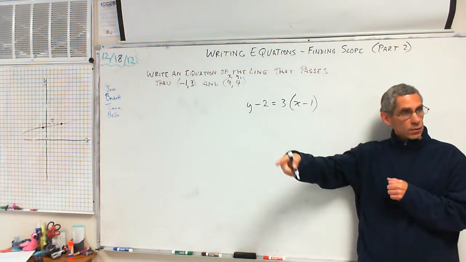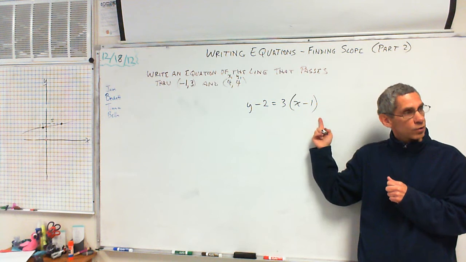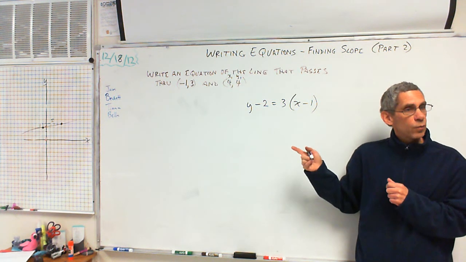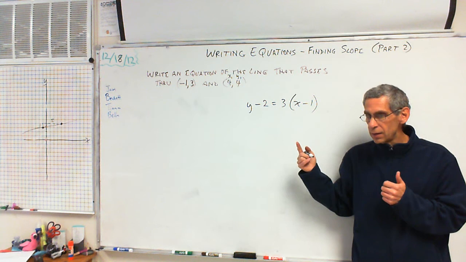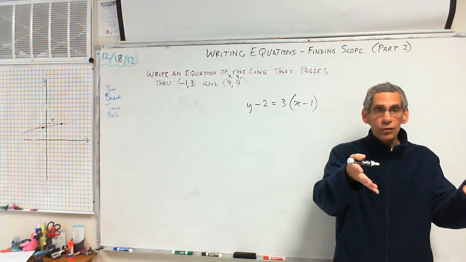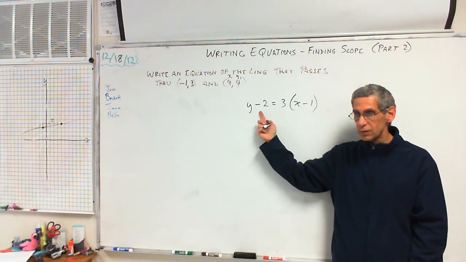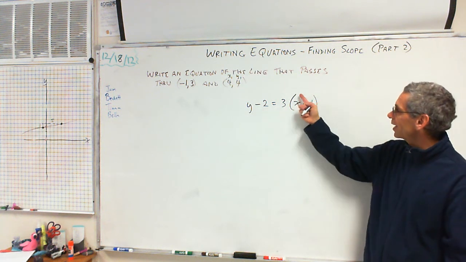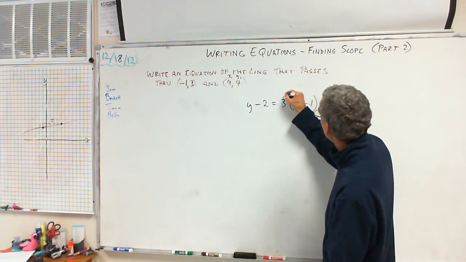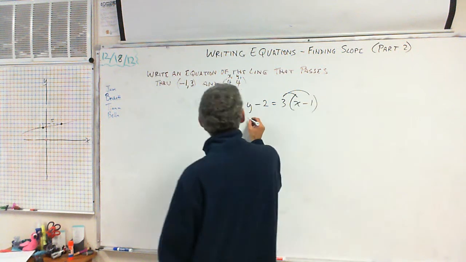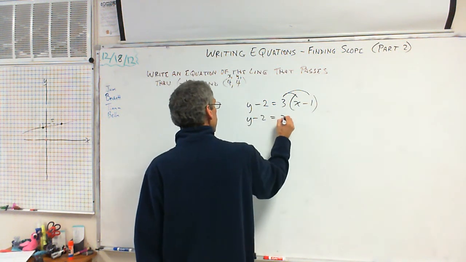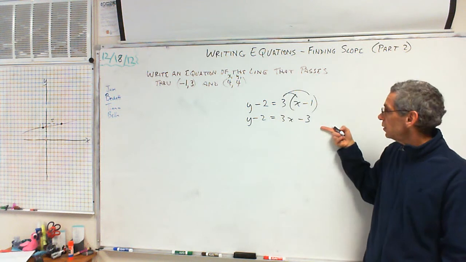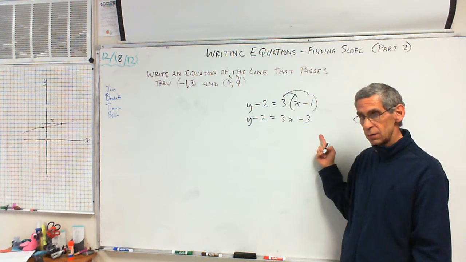So he was asking, how do I turn point slope into slope intercept? What is slope intercept? What's the formula? Y equals. What's in the way of y equals? The minus 2. But before I can add 2 to both sides, I got to get rid of these parentheses. So I'm just going to use the distributive property. Y minus 2 is equal to 3x minus 3, right? And then I add 2.